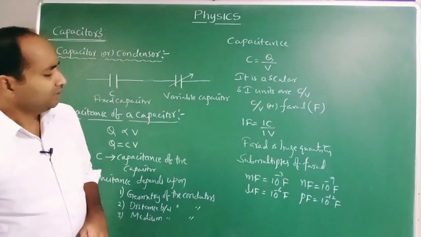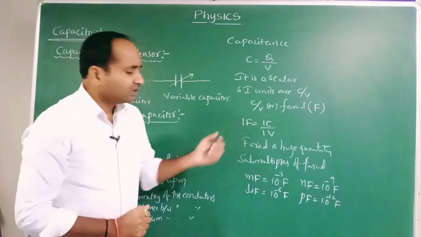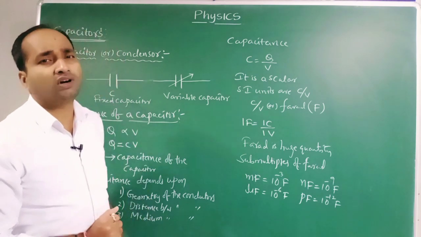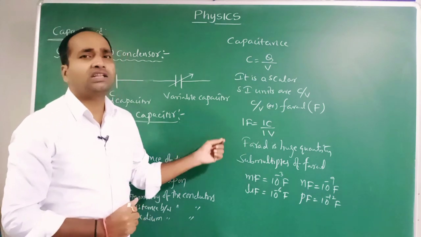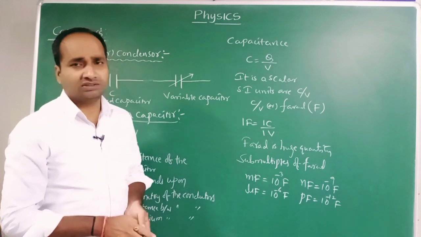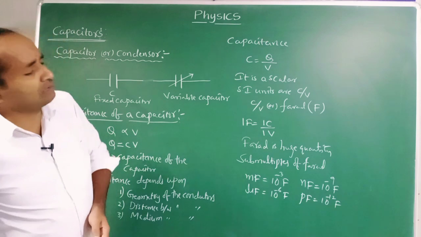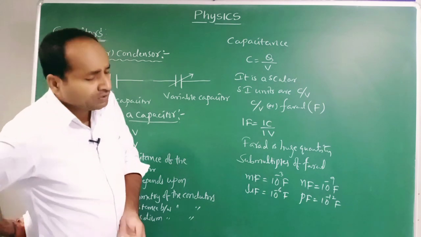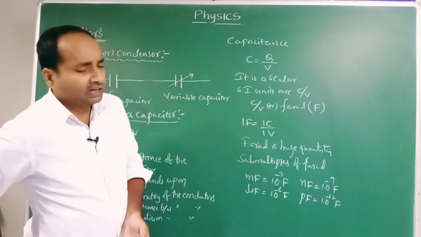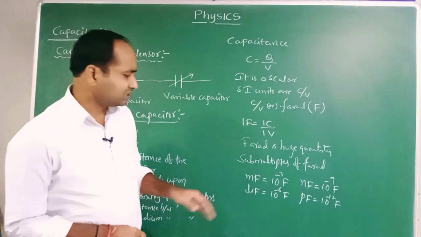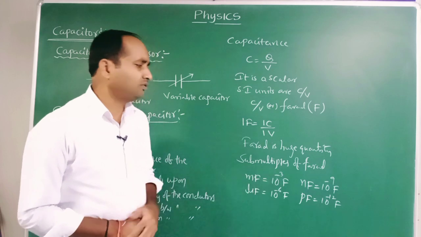Capacitance unit is Farad only, but Farad is a very huge quantity. So we cannot get a capacitor of 1 Farad in general. It is a very huge quantity, so we are using submultiples like millifarad, microfarad, nanofarad, picofarad, submultiples of Farad. Any capacitor you take will be in the submultiples of Farads.